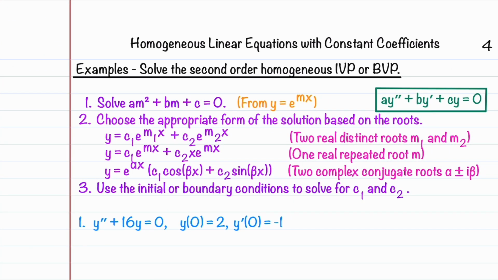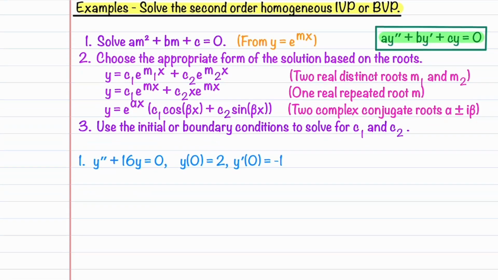Let's now walk through two examples where we're going to solve a second-order homogeneous initial value problem and boundary value problem. The general form of the equation is over here on the right. ay double prime plus by prime plus cy is equal to 0. And I've also included in purple the 3 steps that we're going to follow. Let's look at our first example.